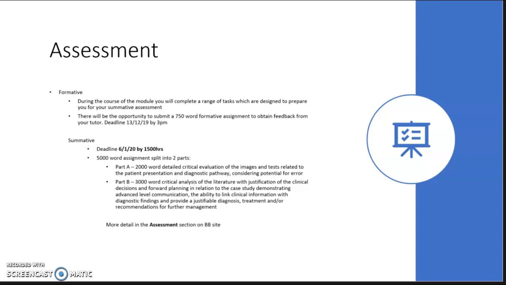There is further information on the Blackboard site around assessment and how to upload to Turnitin and how to upload to Blackboard. If you do have any concerns around that, then please do get in contact well in advance of the deadline in January. So you need to be getting in contact towards the end of this semester.